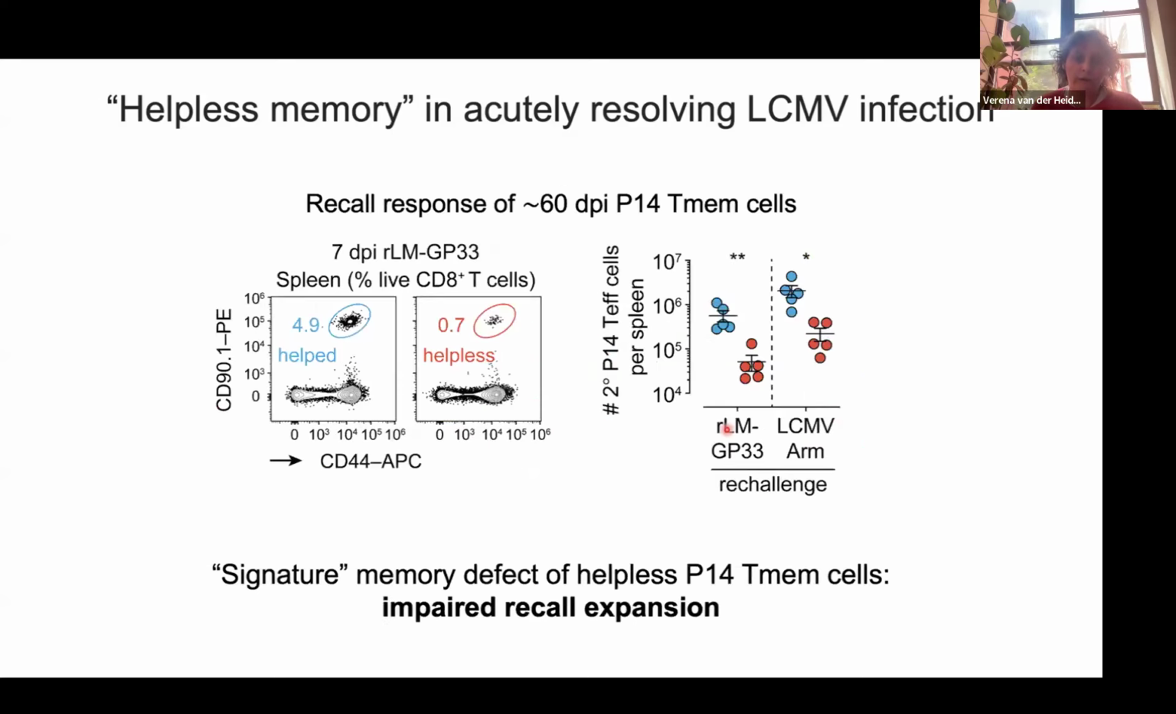Using this system, we were able to recapitulate the signature memory defect of these helpless CD8 memory T cells, which is the impaired recall expansion that people had observed in the past. Here you can see that when these memory T cells coming from helpless mice are transferred into naive mice and then challenged with a Listeria strain that also expresses the GP33 epitope, they do not mount a very good secondary response. This is also often the case when you re-challenge the naive mice with the original LCMV Armstrong.